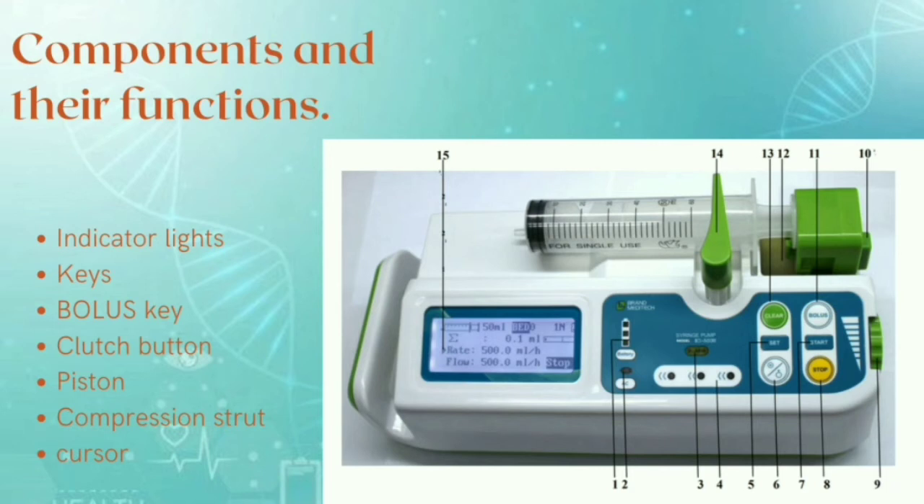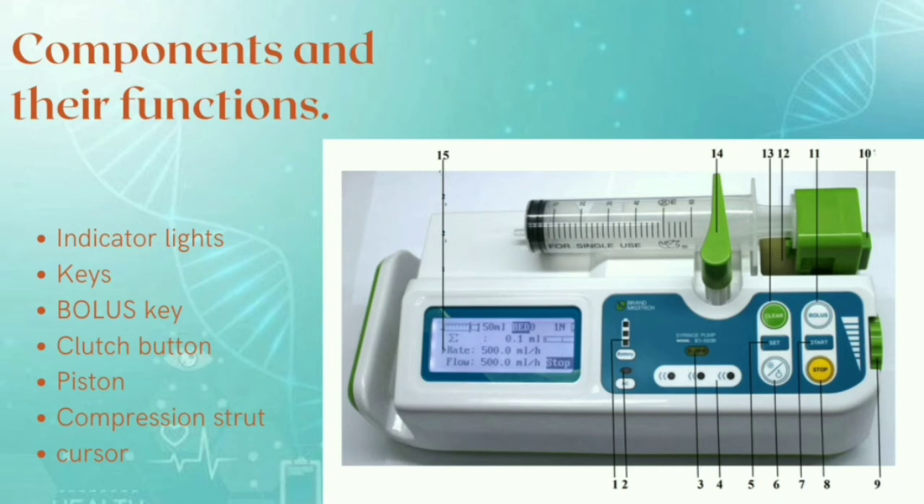Next component is the piston. Its function is to push the piston of the syringe. Next one is the compression strut. It is used to fix the syringe. The last component is the cursor. Its function is to give a sign that the pump is running or not.